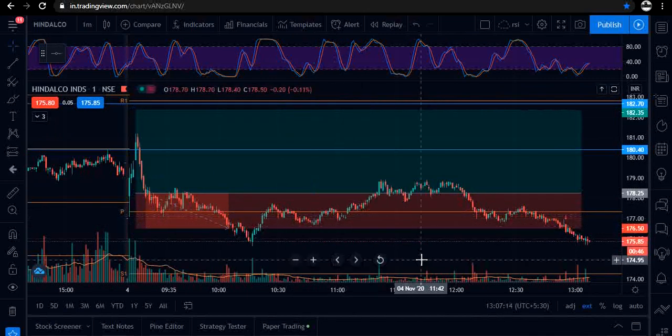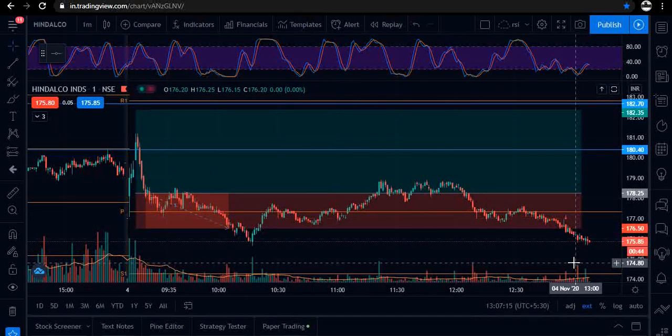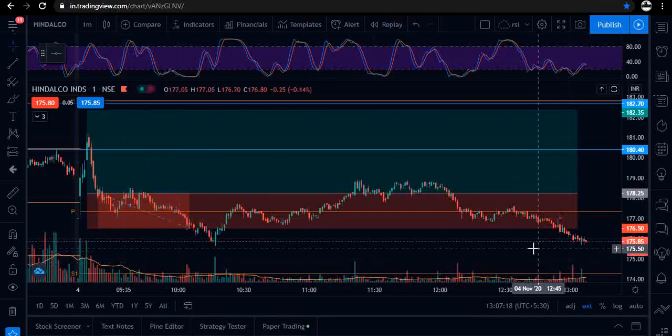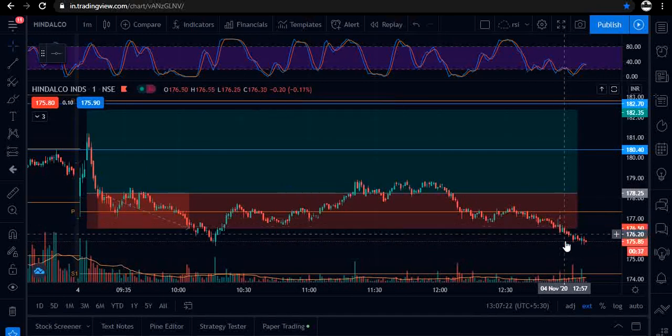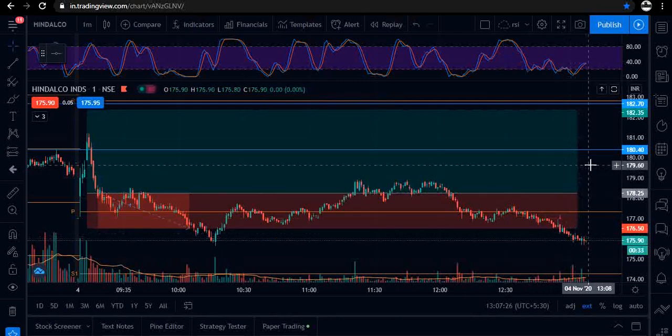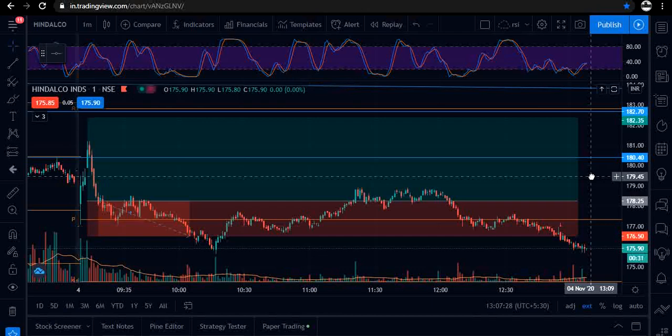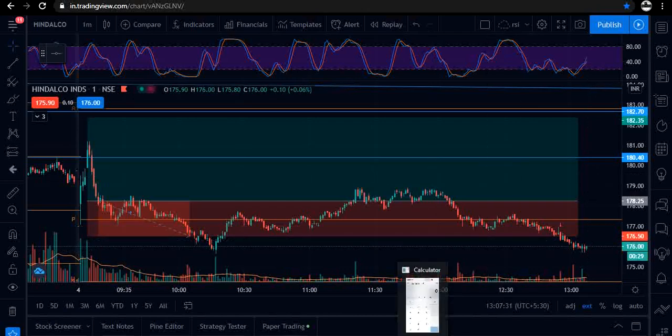So traders, our stop loss, which was our trailed stop loss, got triggered here at somewhere 12:55 p.m. Okay, so this was our today's trade and we have booked our loss today. So let's calculate our today's loss.